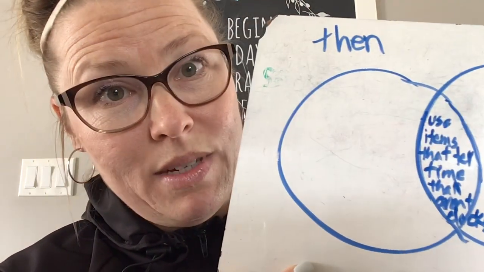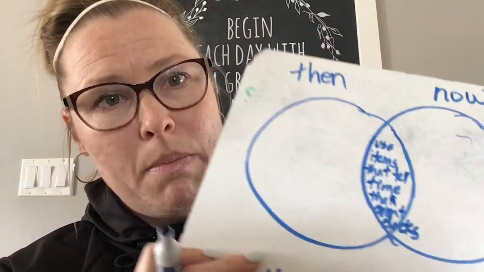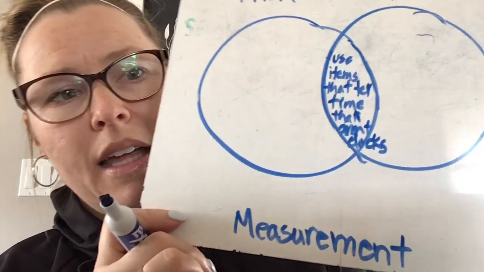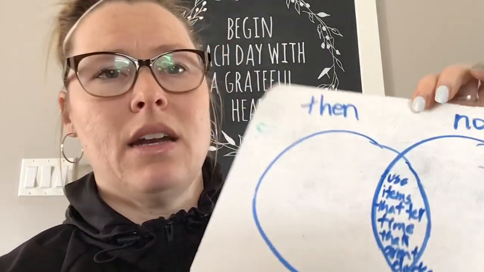So I had to really squeeze that in to write that on there with my big marker, but that's how it would look for measurement. So some things that only happen now would be, I have a digital clock on my phone. Then they would use the sun or candles.